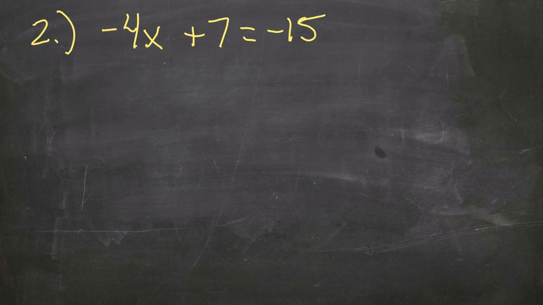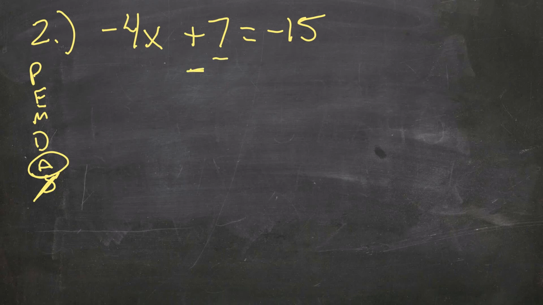Alright, number 2. Same exact concept, negative 4x plus 7 equals negative 15. If all else fails, write PEMDAS down and start from the bottom. I don't see any subtraction. Even though that negative 4 is there, that has nothing to do with subtraction. It's actually negative 4 times x. So there's no subtraction. I see addition.